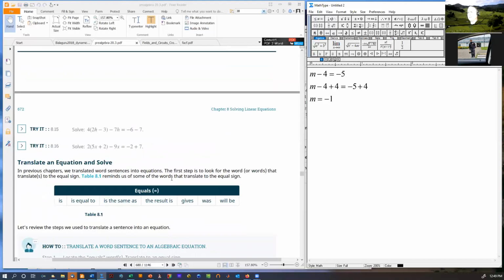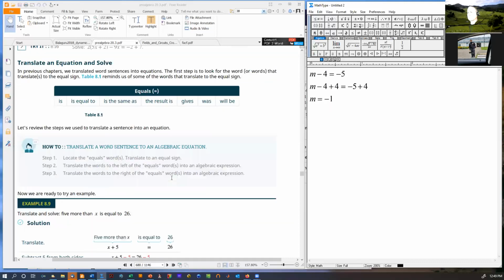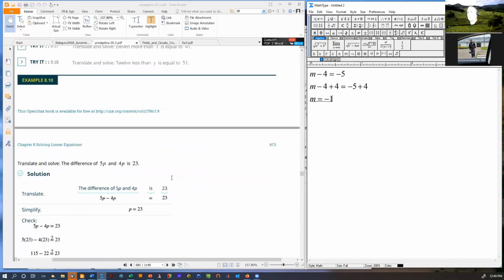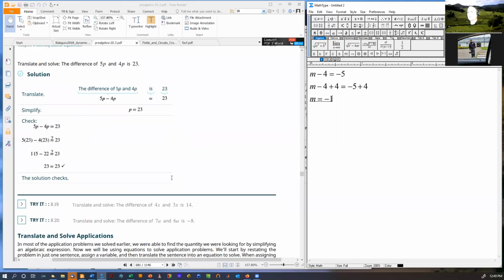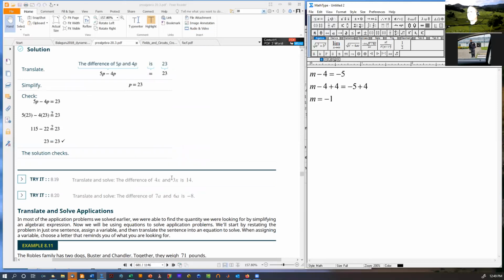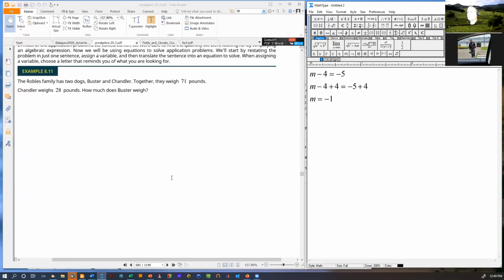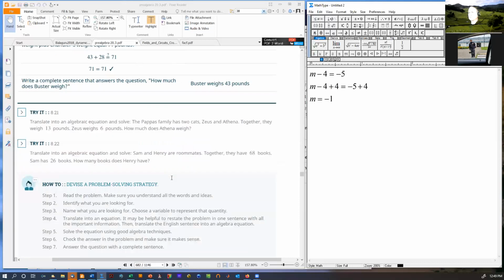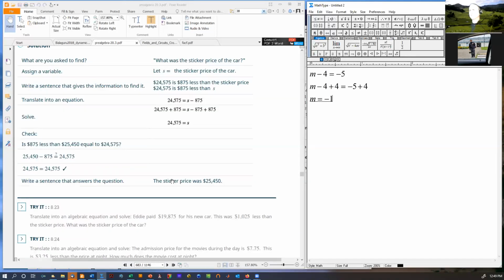So let's see, what is the next step they wanted to do? Oh, they want to do word problems. I think, let's see.